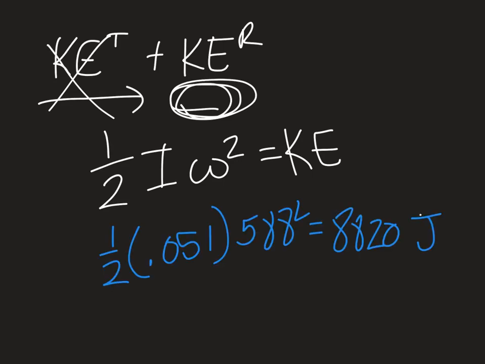I calculate that the rotational kinetic energy of the globe after 4 seconds would be 8,820 joules. Again, recognizing that we previously learned the rotational velocity was going to be 588, and we learned that the solid sphere globe would have a moment of inertia of 0.051.